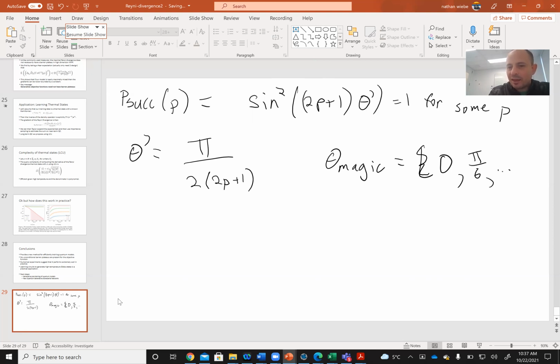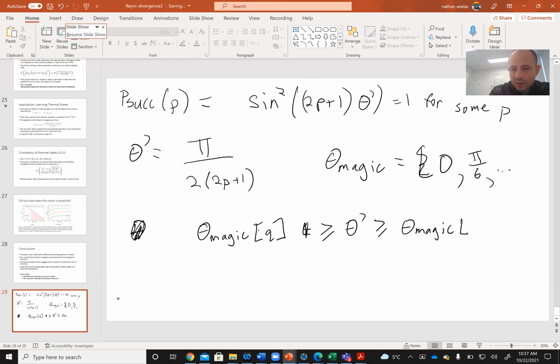So the basic idea is that we've got a value of theta, right? And in general, what we'll find is that we'll have theta magic sub q for a particular case is going to be greater than or equal to theta prime, which will be greater than or equal to theta magic sub q plus 1, right? Because this is a decreasing sequence. Oh no, I'm sorry, I did this wrong. Theta magic, that was the value p. Theta magic, the first component is pi by 2, not 0.